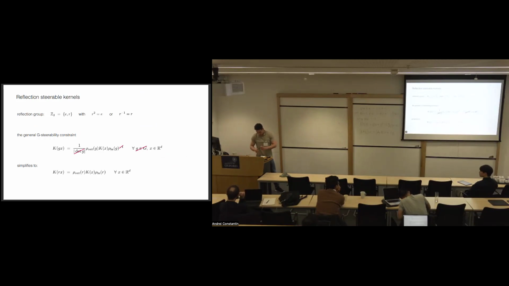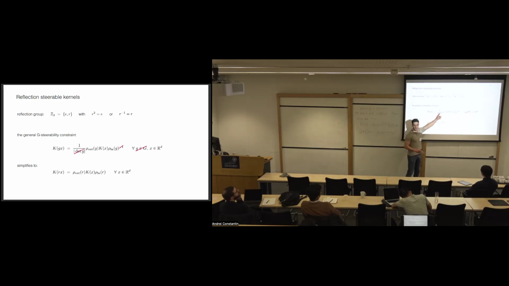In particular, you have the reflection group with E, which is the trivial group element, and R, which is the reflection. And then you have this property that R squared, if you reflect twice, it's the identity again, which we can also write as R inverse equals R. So that simplifies our kernel constraint, which in general looks like this.